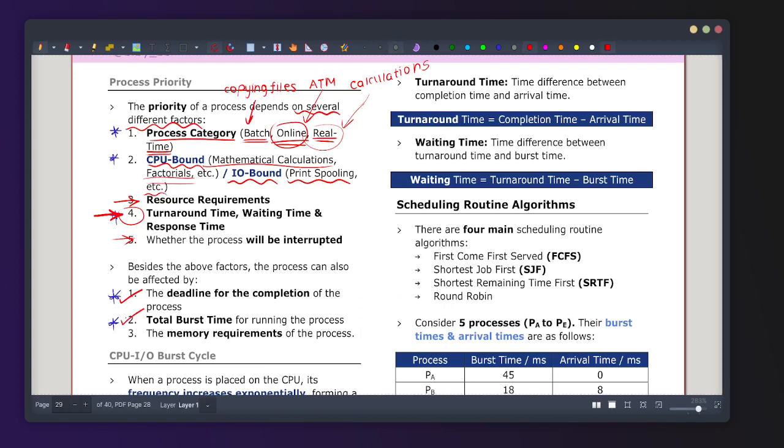So such processes that are time bound would have higher priority. Next up, the total burst time. The total time it takes for a process to run will also influence its priority. And finally, last but not least, the memory requirements of a process. Is this process going to take 1 GB of the RAM, or is this process going to take just 1 MB of RAM? Processes that take a lot of RAM might have higher priority. Right, so that's process priority.